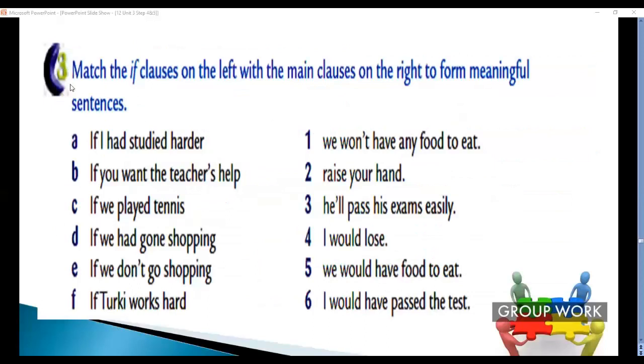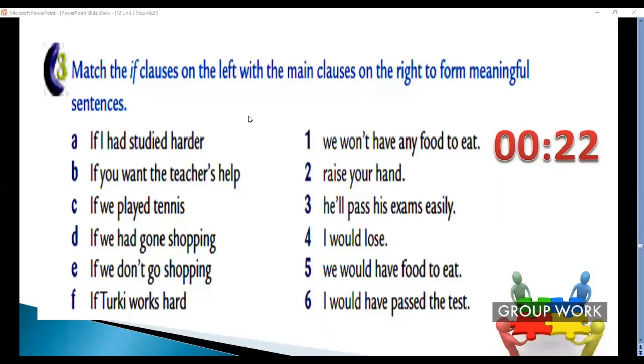Now, let's go to exercise number 3, to match the if clauses on the left with the main clauses. So we have if clauses and main clauses. If clauses mean the sentence which comes after if. This is called the if clause. Main clause means the other sentence. So here, if I had studied harder, take care, you have to choose. If you want the teacher's help, you have to choose. Raise your hand. If we play tennis, take care, you have to look at if and the verb. This if had studied, in addition to the meaning.